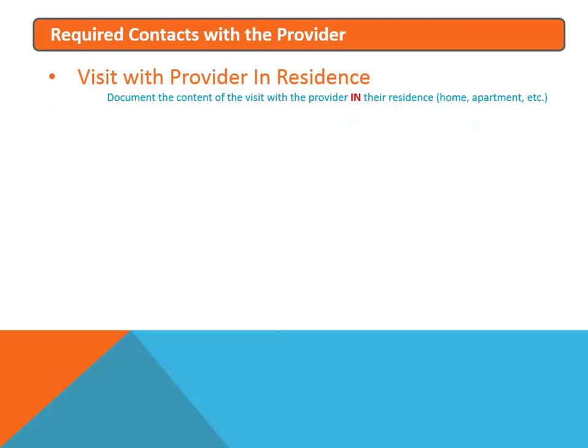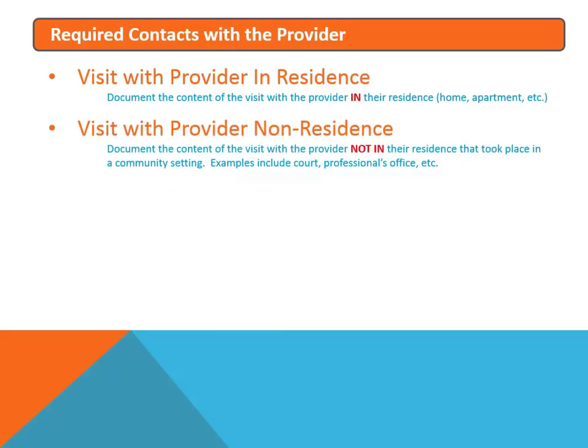So the 25th and 26th required contact types are visit with provider in residence and visit with provider non-residence. These types of contacts should again only be documented with a provider with whom the youth are placed. Make sure to document the contact in the correct location, whether it be in the provider's residence or in a community location, as we've discussed.